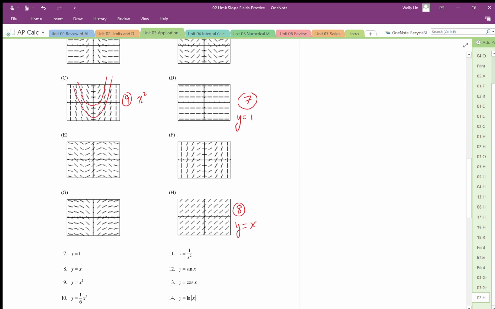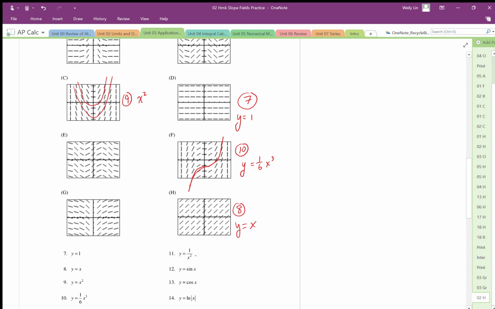For 1 over 6 x cubed, well, this one looks like it's going up and down too much. This one does not look like a cubic. The cubic function looks like it's going to be this one here. So this is going to end up being y equals 1 over 6 x cubed, and I can see that it's just a cubic function sliding through there like that.